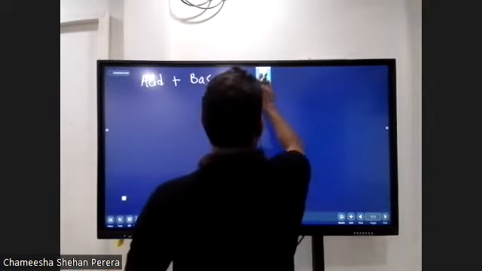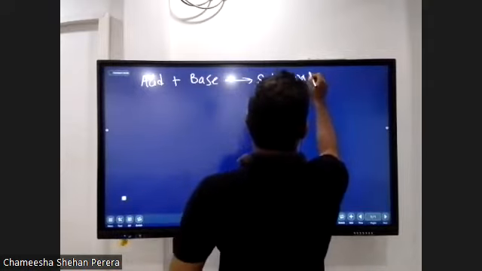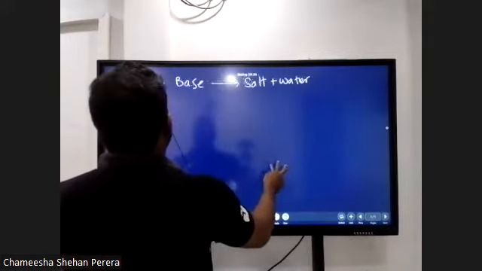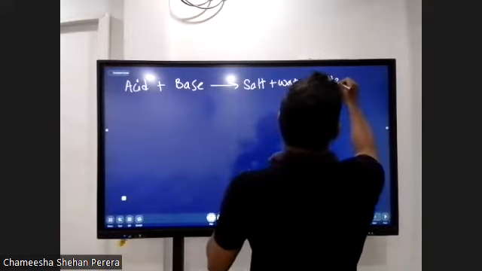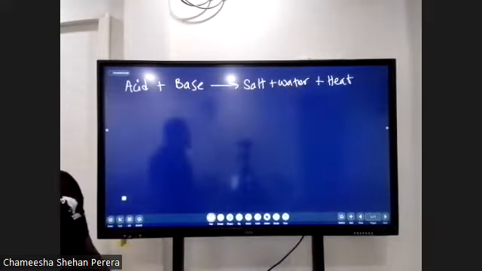Before water, a salt will be produced. A salt will be produced, and then water will be produced. And this reaction is a reaction which gives out heat, right? So this is an exothermic reaction. That's what we studied on the last day. So if an acid and a base react together, a salt plus water will be produced, and as a result, heat will be produced. So it's an exothermic reaction.